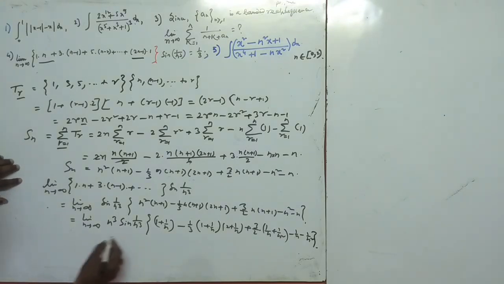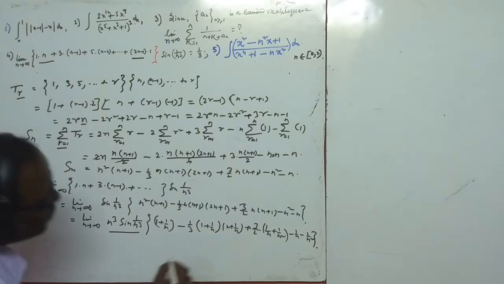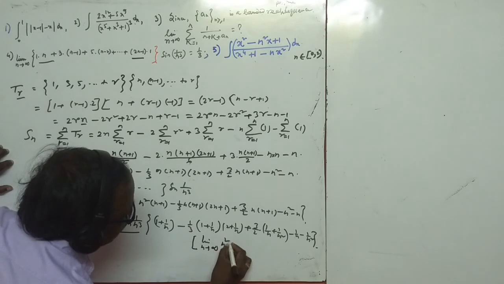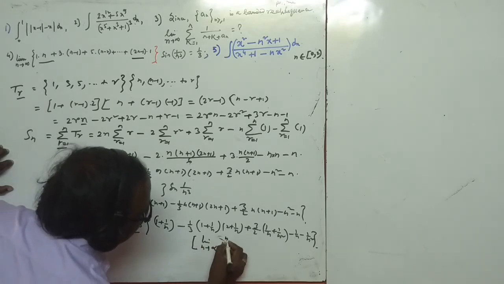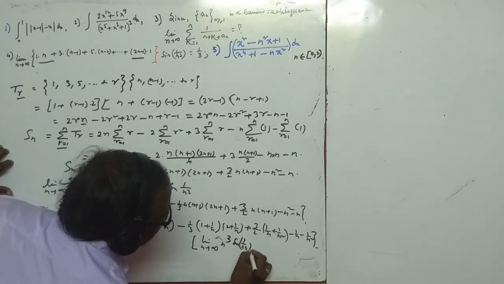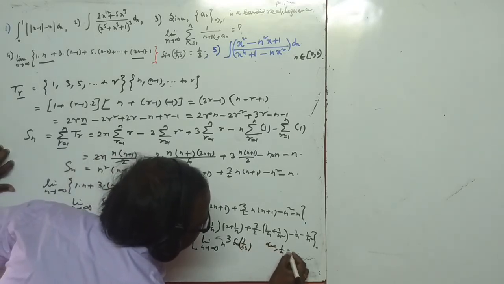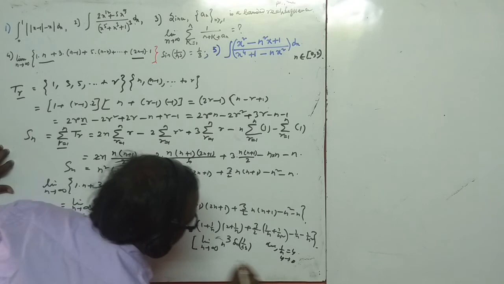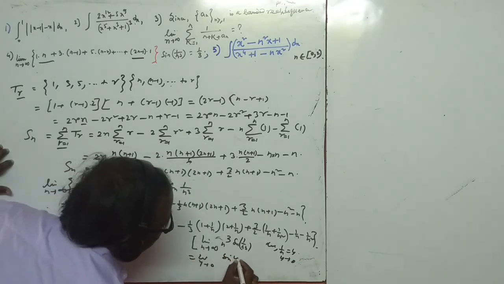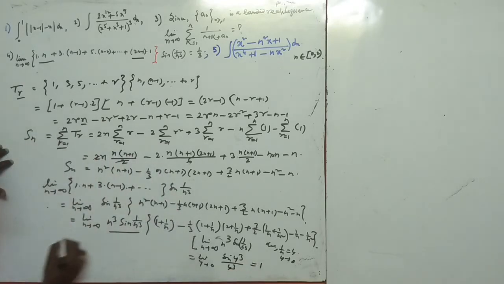Now see here, I can write the limit as n tends to infinity of n cube times sin of 1 by n cube. Let 1 by n be y, so y tends to 0. So the limit as y tends to 0 of sin y cube by y cube is equal to 1. So that's why this is 1.